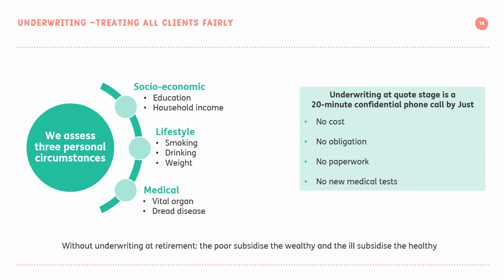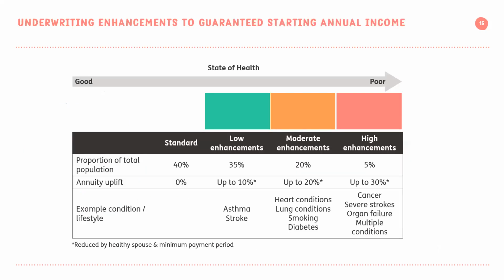So it's basically looking at socioeconomic, lifestyle, and medical issues. And actually, to date, close to 60% of our existing policyholders have received uplifts. Many of the uplifts are small, sometimes 5% and less, but depending on conditions, some of the uplifts exceed 10, 15, even as much as 30%, once again, depending on the condition of the person's health.